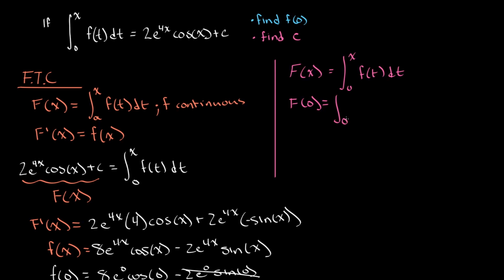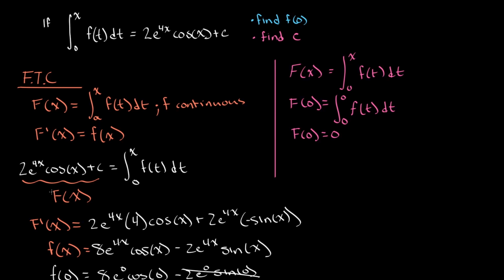Well, this definite integral becomes the integral from 0 to 0 of f of t dt. And again, any integral with bounds from 0 to 0 is just 0. So we find that capital F of 0 is 0.